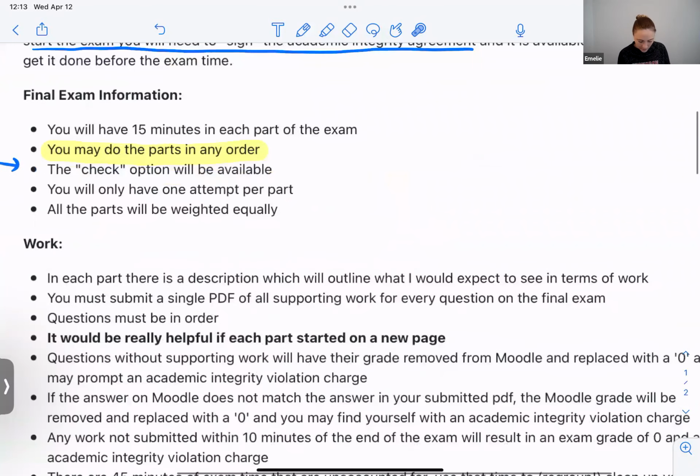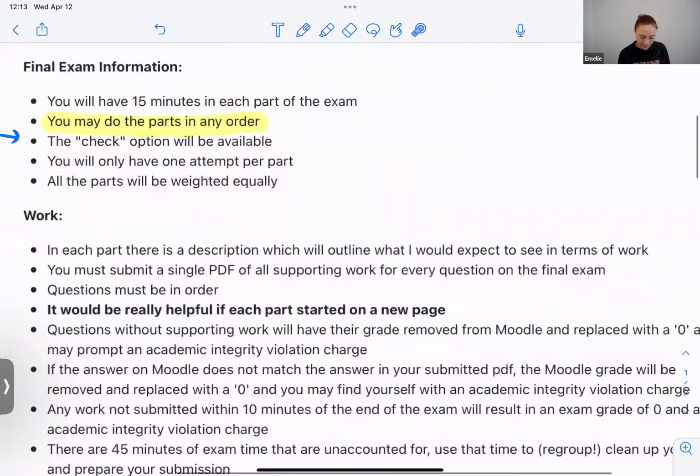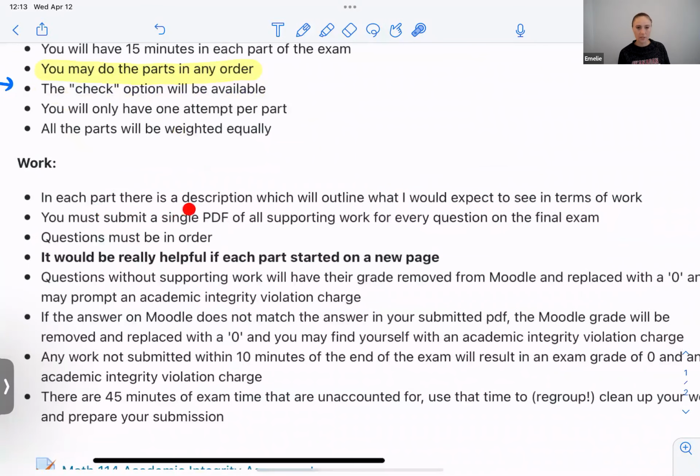For each part, there's a description telling you what I expect to see in terms of work. You will have to submit a single PDF of all your work for every question on the final exam that requires work. I should add that.